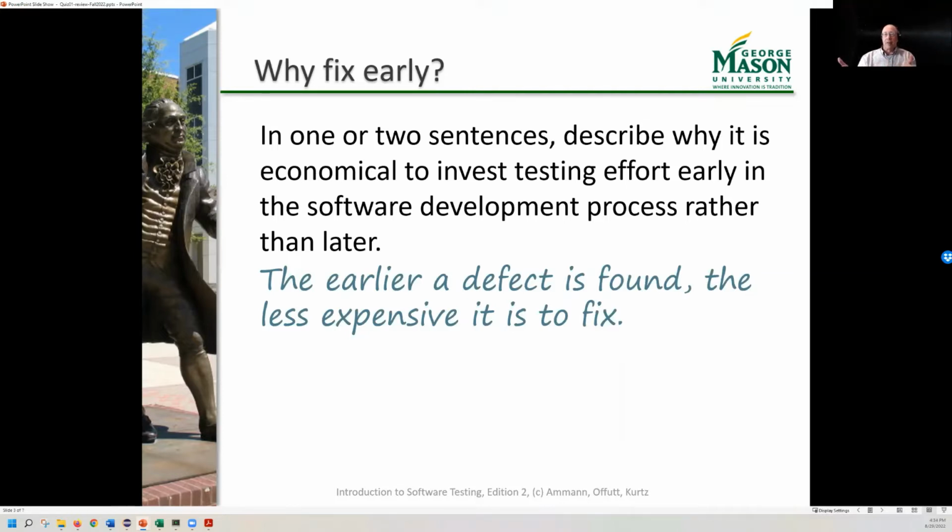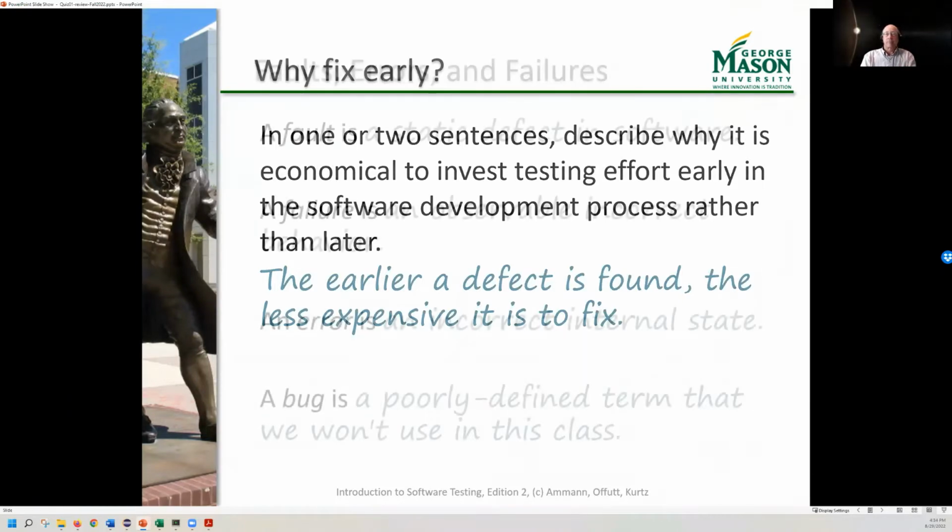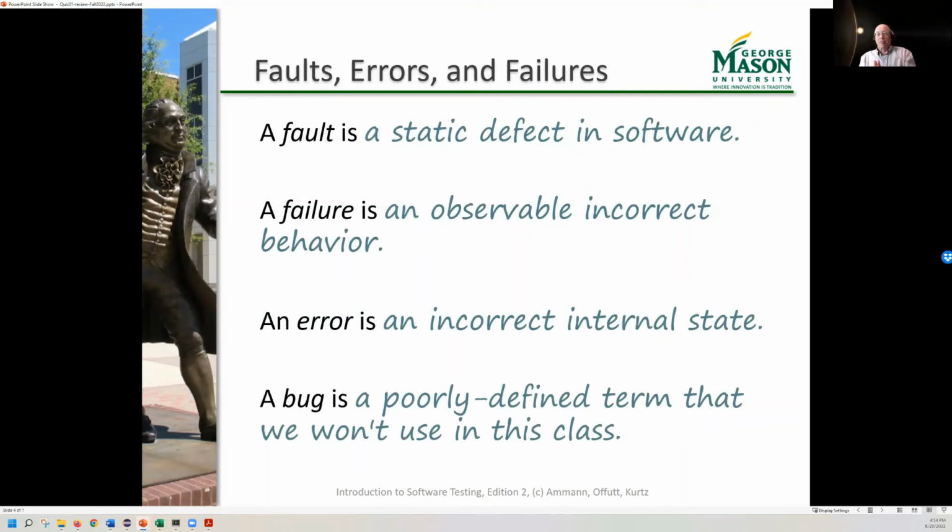So why is it economical to invest testing effort early? And, we had a couple graphs on this, right? Basically, the earlier we find something, the easier and less expensive it is to fix it. We had some definitions. A fault, right? A fault is a static defect in the software. It's something wrong with the source code.